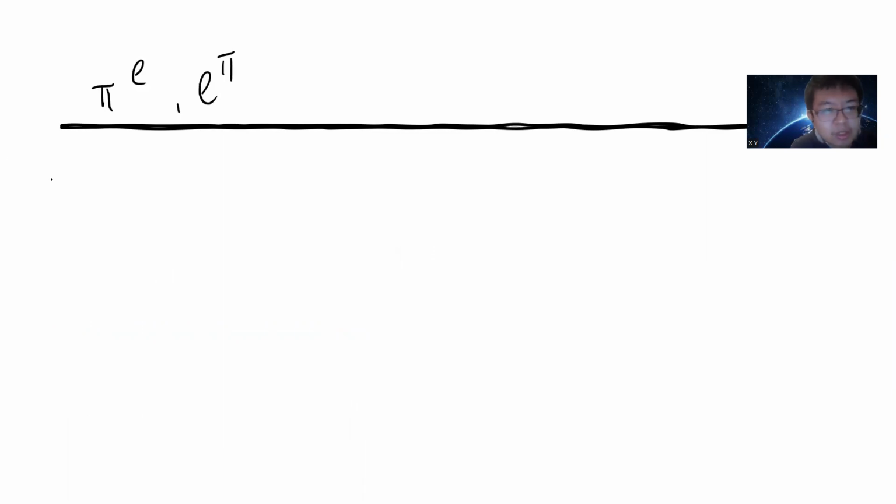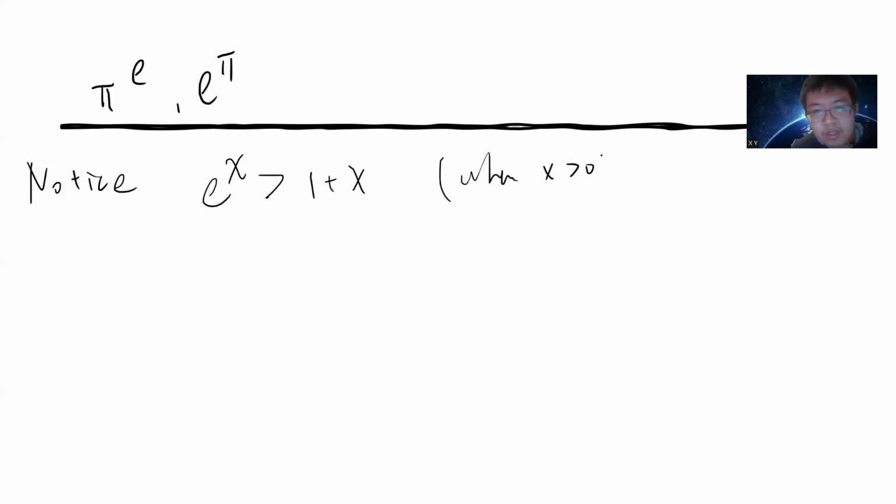But the quick solution, if you know nothing about computer science or the Taylor series, is that obviously exponential x is greater than 1 plus x when x is greater than 0. The trick is that you can just put x equals pi divided by e minus 1. Hopefully you can see this is positive, because pi is 3.14 and e is 2.7 something.